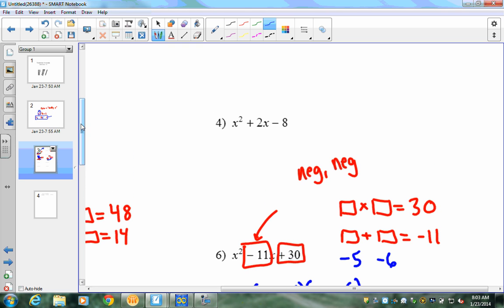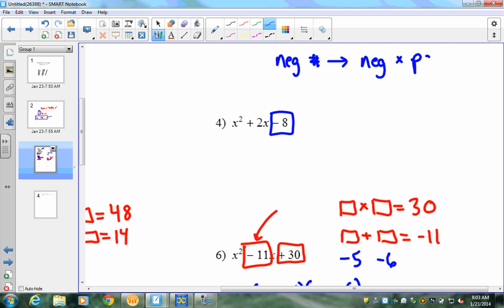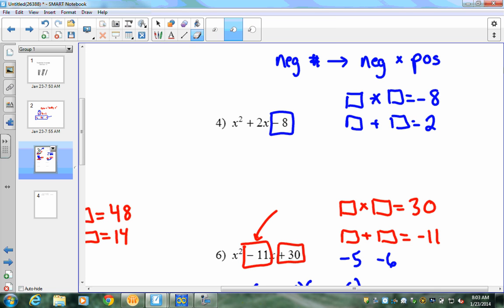All right, let's look at question number 4. Once again, we're dealing with a negative number. But in this case, we are multiplying to get to a negative 8. If you remember, if you want to get a negative number, you have to multiply a negative times a positive. So that means we're going to be dealing with a negative and positive number combination. So what two numbers multiply to get to negative 8, yet the same two numbers add to get to positive 2? Well, what are all the different ways you can get to negative 8?